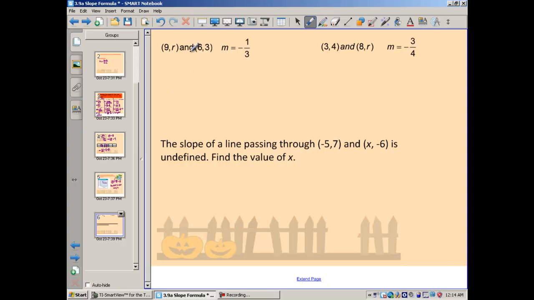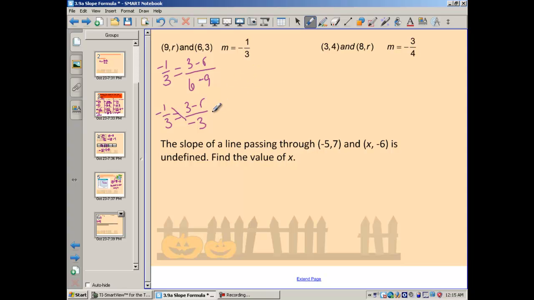Okay, I can use the slope formula also to find a missing value. It's the same formula we did on the very first slide, except now I'm going to solve an equation. So my slope is negative 1/3, and it's going to equal y2 is 3, y1 is r, and then x1 is 6, and x2 is 9. So I'm going to simplify this so I can solve this and find out what r is. This stays 3 minus r, but 6 minus 9 is negative 3. Now this looks like a proportion that I can solve, so I'm going to cross multiply.